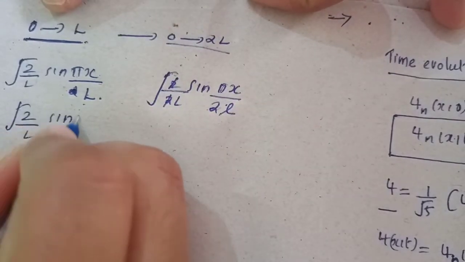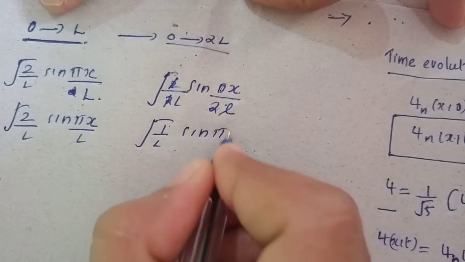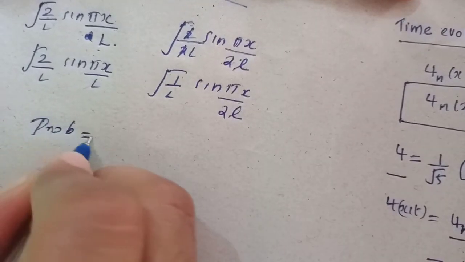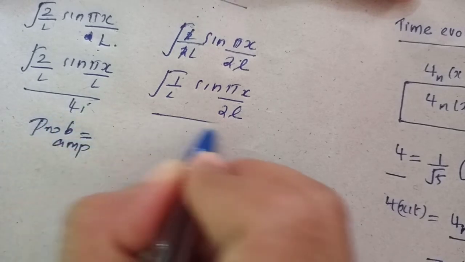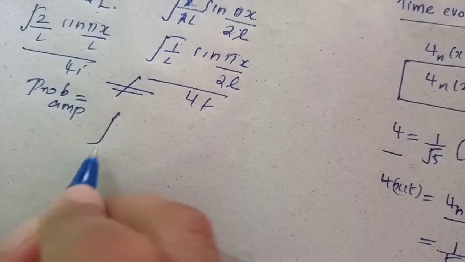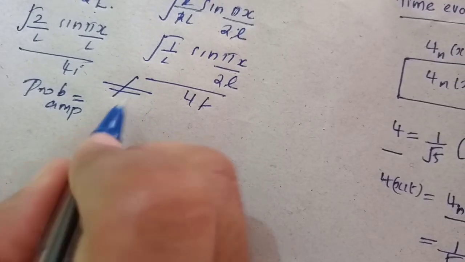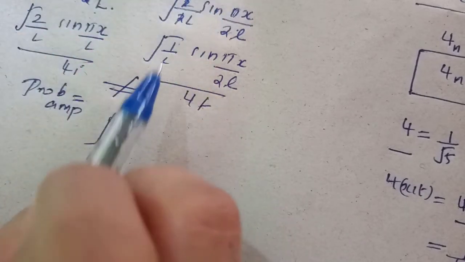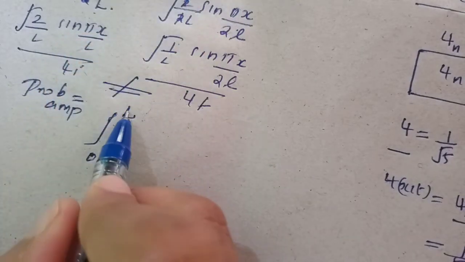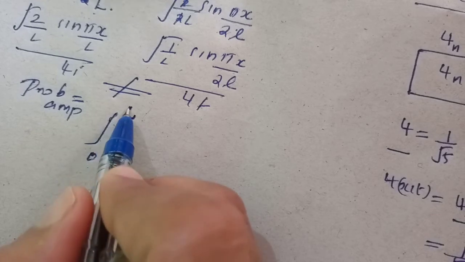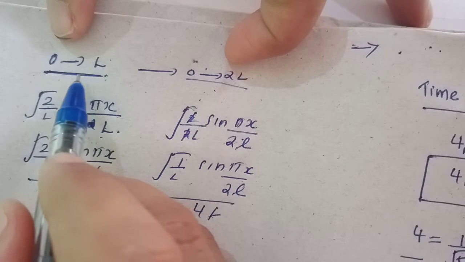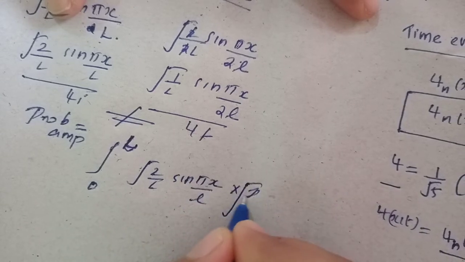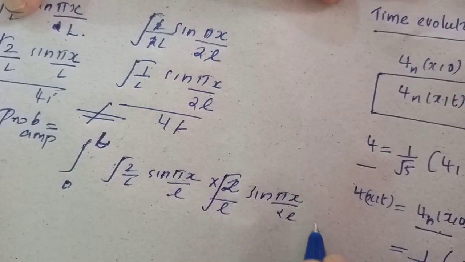So the wave functions are under root 2 by L sin pi x divided by L, and under root 1 by L sin pi x divided by 2L. And how to find the probability? For that you have to know the probability amplitude, because this is psi i and this is psi f. These are not the same. So we first find the probability amplitude, integral 0 to L only, because the common integration limits are taken as the common space. So 0 to L is common for the two boxes, 0 to L and 0 to 2L. So integral 0 to L of under root 2 by L sin pi x divided by L into under root 1 by L sin pi x divided by 2L dx.